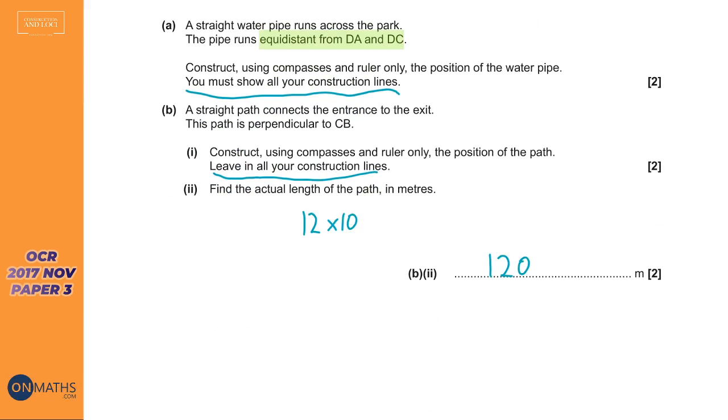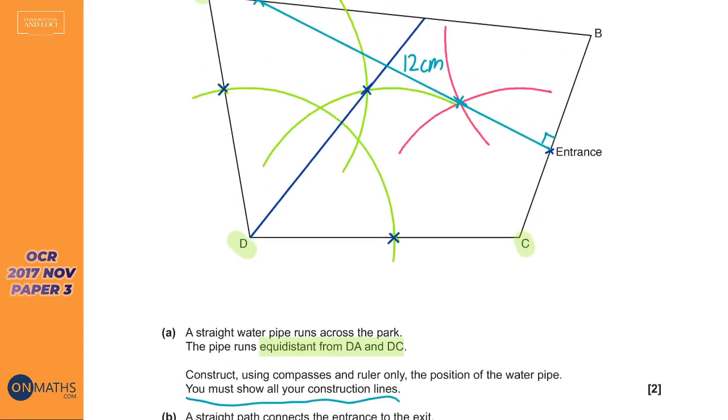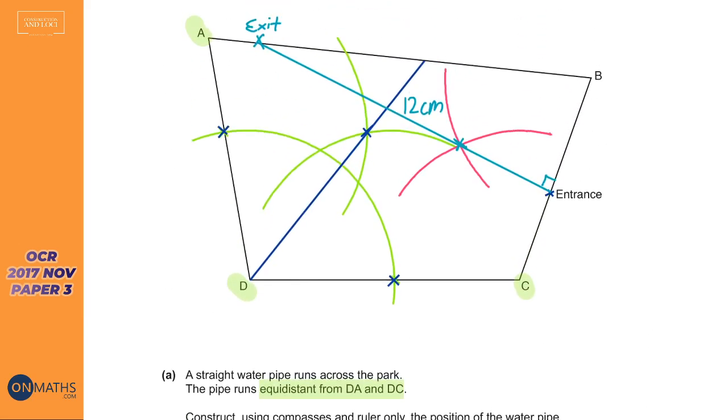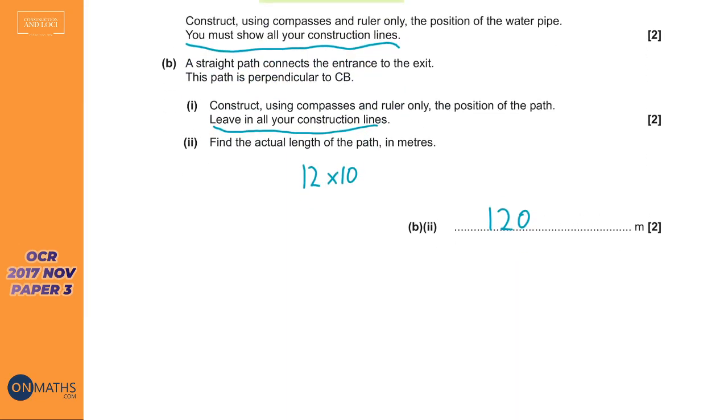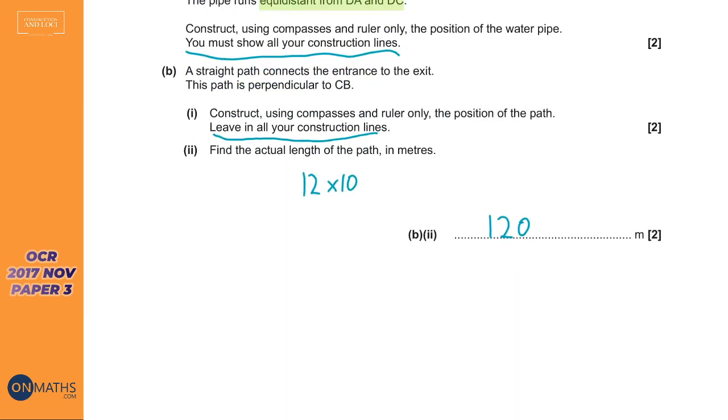120 meters. Now there's always a bit of leeway with these things because when you constructed the path, you might not have got it perfectly through those arcs, so there's a little bit of leeway on this, but not much. I think you can have anywhere between 118 and 122, so you've got about 0.2 centimeters, 2 millimeters of leeway with your measuring there.